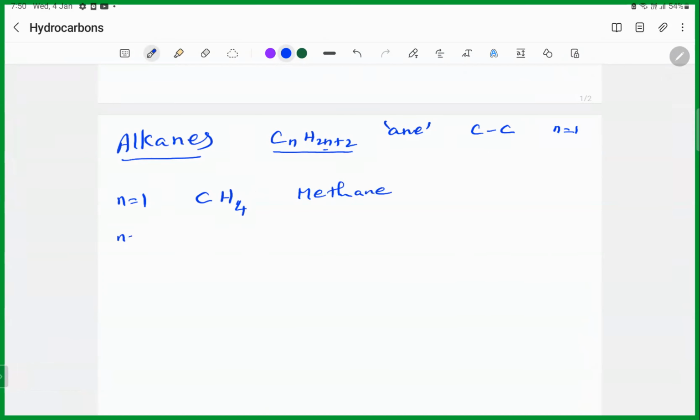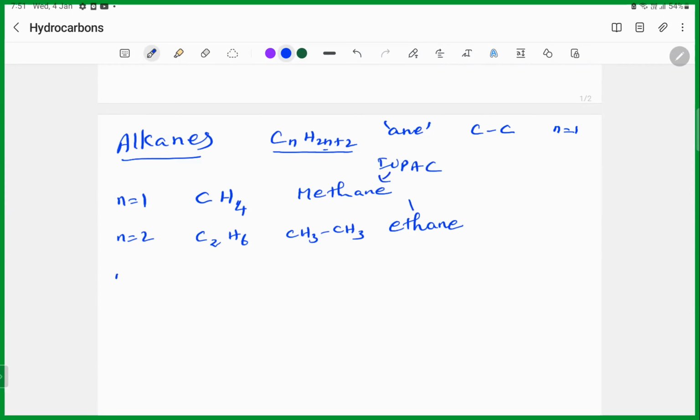And the n value is 2. It becomes C2H6, so you can write CH3-CH3. You have 2 carbons, that's why the name should end with -ane: ethane. So I am writing the IUPAC names.